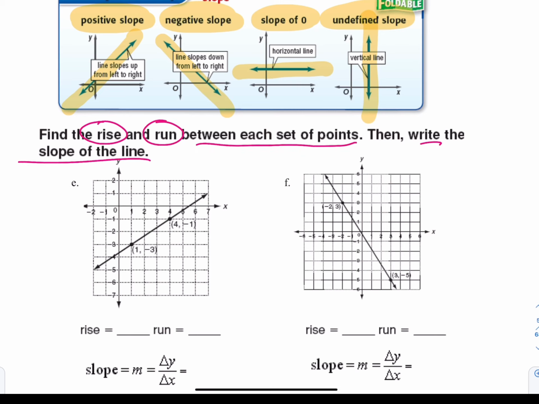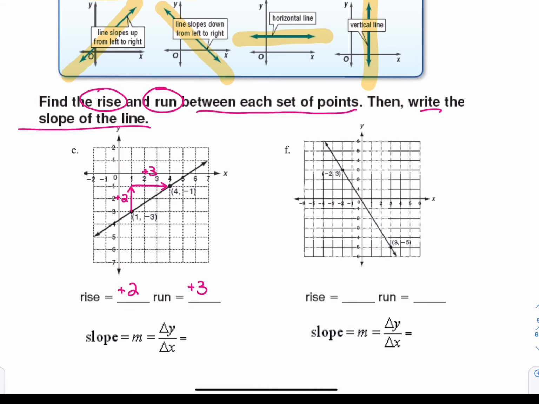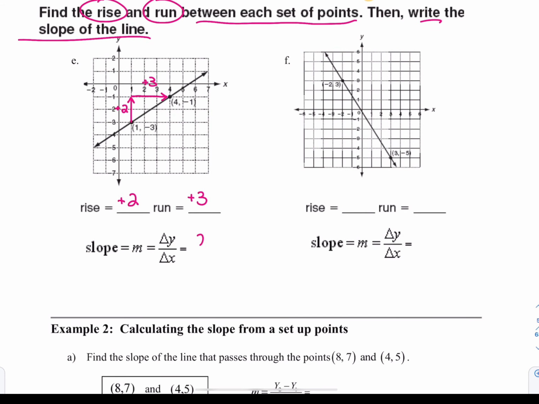The rise and the run are really useful for finding the slope when you have a graph. So we measure the upward distance here to be 2, the horizontal or run distance to be 3, and therefore the rise over the run in this case would be 2 over 3.